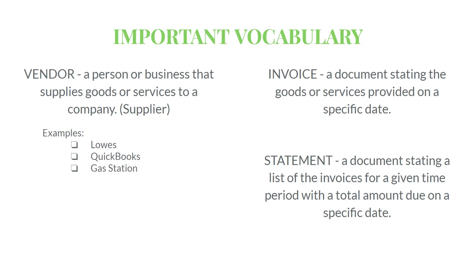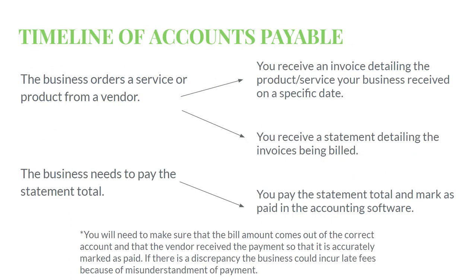Generally, the term is about 15 or 30 days, depending on what your vendor has set as their billing cycle. So let's go through the timeline of accounts payable and how you're going to process things as a bookkeeper. So the first thing is that the business orders a service or product from a vendor.